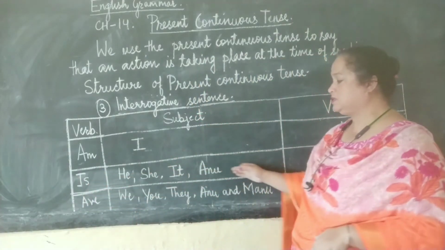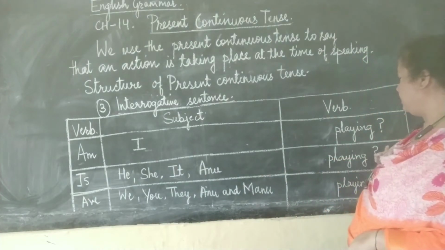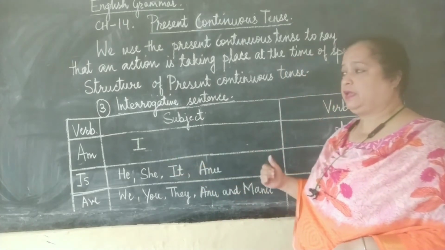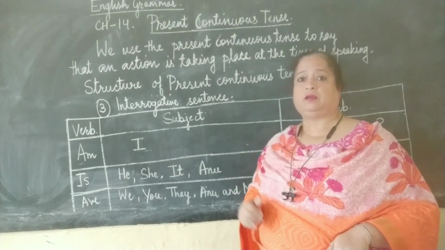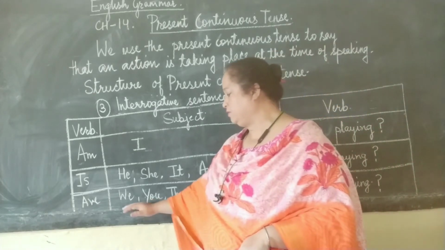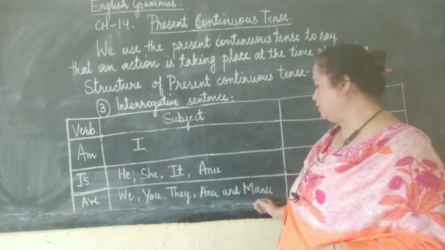I write one of these subjects and then I write the main verb with the ing form and I add a question mark. For example, is he playing? Is she playing? Is Anu playing? Now, if we have these as the subject: we, you, they, Anu and Manu.